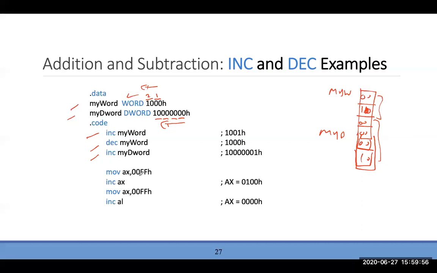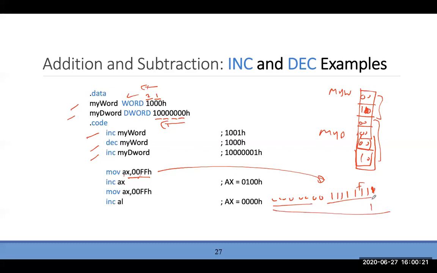Just imagine you have a value in AX, this is 1 byte, 2 byte, and you say increment AX. Remember, this is all 1s, that's the first F right here. In binary, that's 1, 2, 3, 4, 1, 2, 3, 4, so this is 1 byte and this is 2 byte. And you add 1 to it.